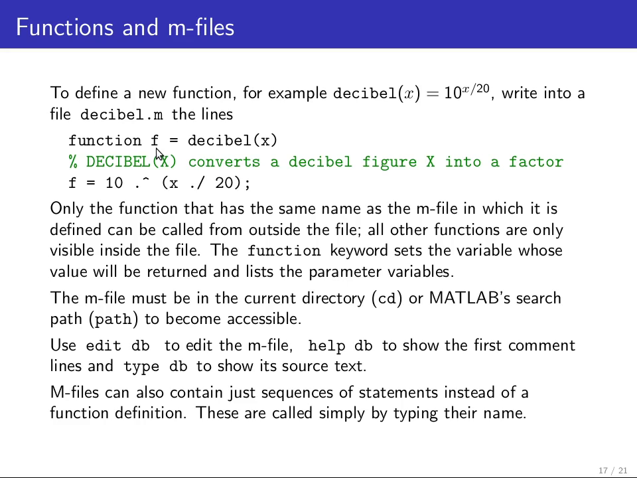MATLAB functions can actually return multiple variables. So you could write here f, g, h, and then you get a tuple of three values back. The M file must be in the current directory, or MATLAB has a search path where it searches for functions in a sense similar to how the Unix shell searches for commands that it executes. You can write edit and then the name of a function in order to edit the M file. If you type help and the name of a function, then it will show the first command lines that follow the declaration of the function. So it's customary to put the text that you want the help function to show immediately here at the start of the function as a comment. And as you can see here, the percent sign means the rest of the line is a comment, everything until the end of the line is being ignored.